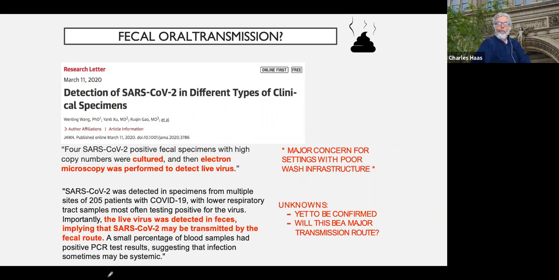Here's another report of detection. And in this case, they used multiple methods in a large number of patients, over 200 patients. Again, a study out of China. And they detected by electron microscopy, and more importantly, by tissue culture, the live viruses. Although the concentration was very low, and this needs to be confirmed by other studies.